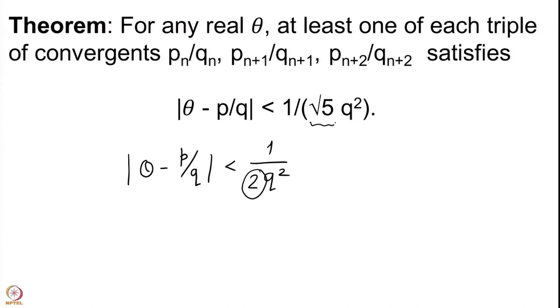So, at least one of these three successive convergents should satisfy this very strong inequality. That means these convergents are really close to the real number theta. They are not less than just 1 upon q square, not just less than 1 upon 2 q square, but one of them has to be less than the distance from theta has to be less than 1 upon root 5 q square. So, this proof is slightly more complicated than the earlier proof which we proved for 2.